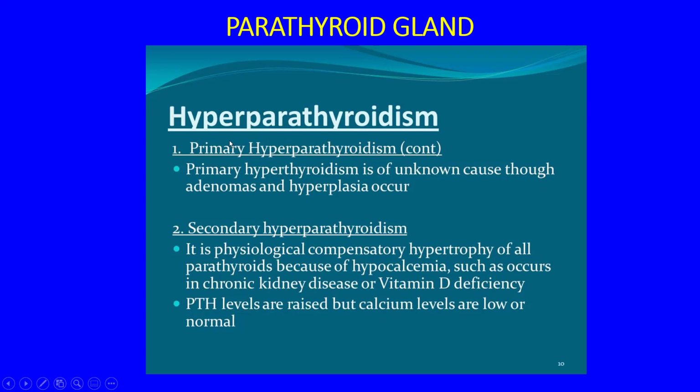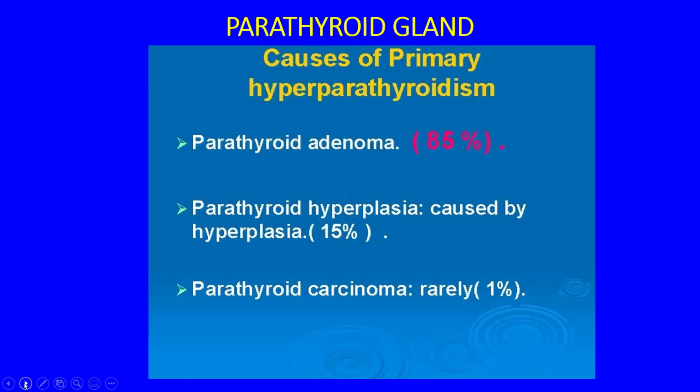There are a couple of other brief charts here clarifying primary hyperparathyroidism. Usually what you're looking at for primary hyperparathyroidism, you'll have adenomas or hyperplasia. Secondary, it is a physiological compensatory hypertrophy of all parathyroids because of hypocalcemia. In other words, as the calcium levels are dropping for other reasons, such as chronic kidney disease, vitamin D deficiency, etc., the PTH levels are going to be raised. Unfortunately, the calcium levels are low or normal. The causes of primary hyperparathyroidism: 85% is caused by adenomas.